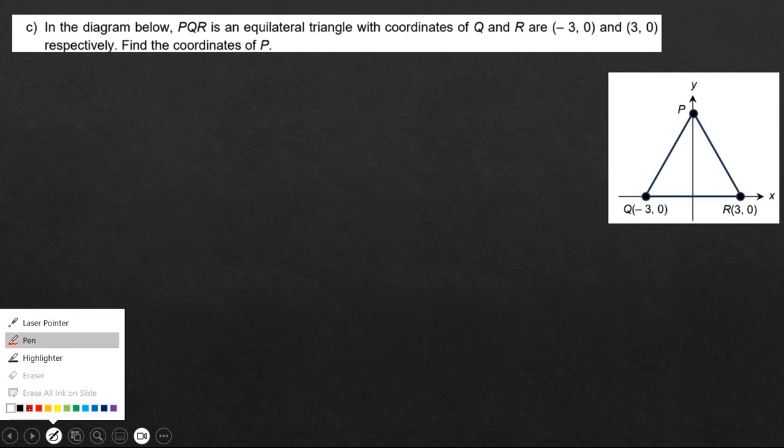Question C. In the diagram below, PQR is an equilateral triangle. An equilateral triangle is a triangle with the same distance on all sides. So the distance QP equals the distance PR and equals the distance QR. That's what it means by equilateral triangle. With coordinates Q and R respectively, find the coordinates of P.